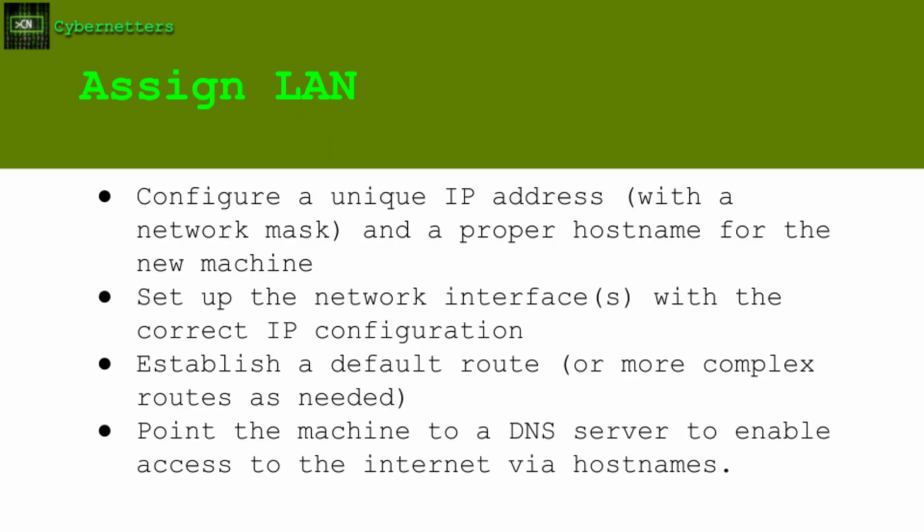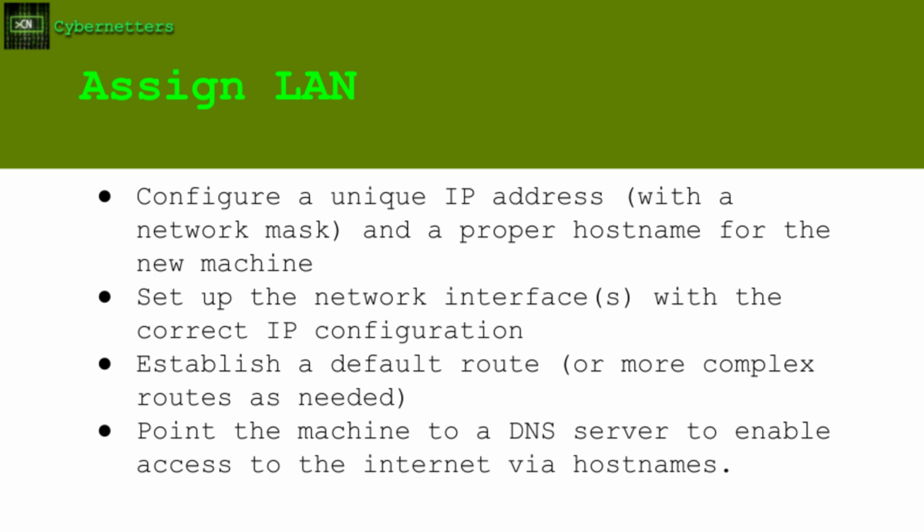All right, so let's talk about setting up a system on a LAN. If you're connecting a new machine to a network, you can't just plug it in and expect it to work. There's some setup involved. First, you'll need to assign it a unique IP address so it doesn't conflict with other devices. Think of it like giving your computer a home address so the network knows where to send data.